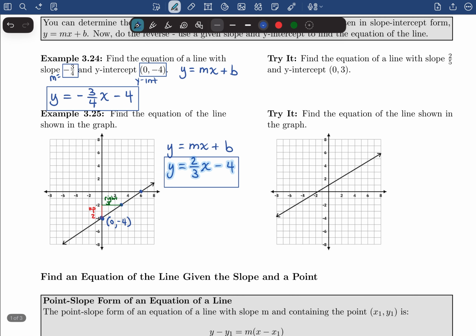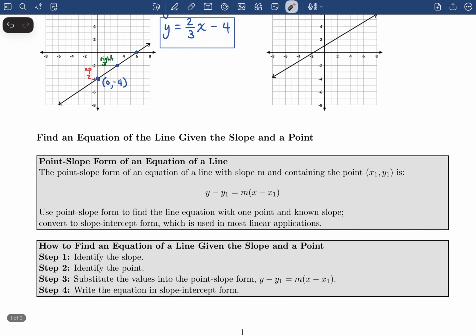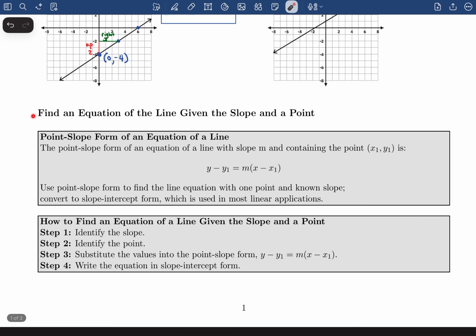Great. Let's move on to our next objective. We want to find an equation of the line given the slope and a point. And we have a new form of a line that we're going to show you right now. This is the fifth form of a line we've seen. So we've seen vertical lines, horizontal lines, lines in standard form, lines in slope-intercept form, and the final form you're going to learn for lines is this form, point-slope form of a line.